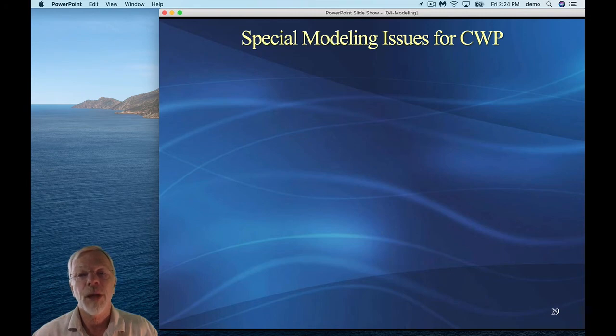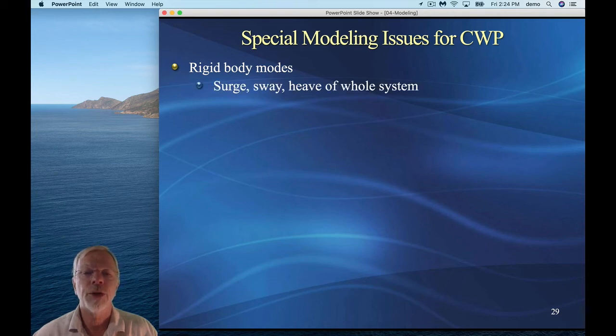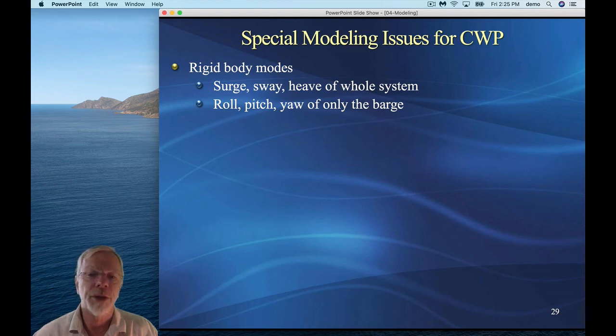So let's look at some special modeling issues for the cold water pipe. We know we have to define the modes that we're going to use. For the rigid body modes, we used surge, sway, heave of the whole system, but we couldn't use the rotational modes for the whole system because the cold water pipe is not rigidly connected moment-wise to the barge. So we only included roll, pitch, and yaw of the barge to define the remaining 6 rigid body modes.